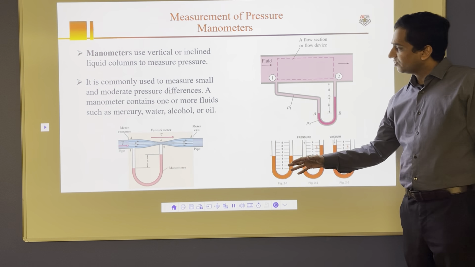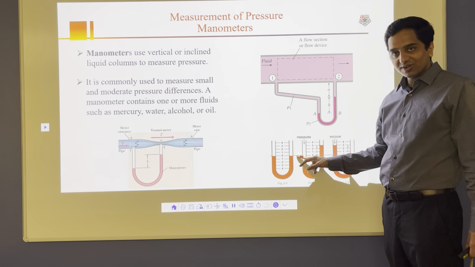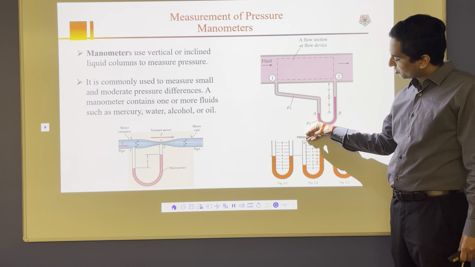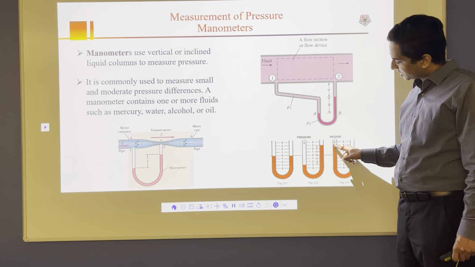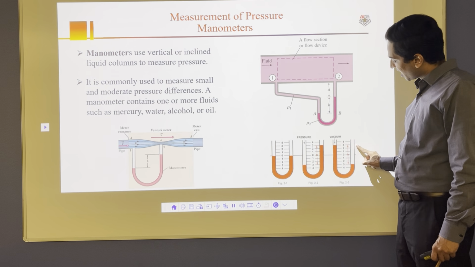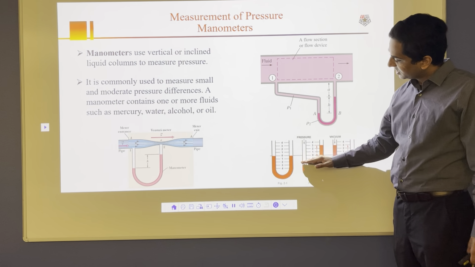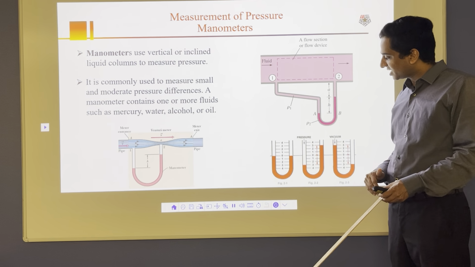Here, if the pressure is the same, you are going to get the same level. If the pressure is higher on one side, it is going to go down, and then the lower pressure side will go up. If you create a vacuum at one side, low pressure will be created there, so the relatively high pressure on the other side is going to push down, and then you will get this pressure difference. That's the simple idea of a manometer.